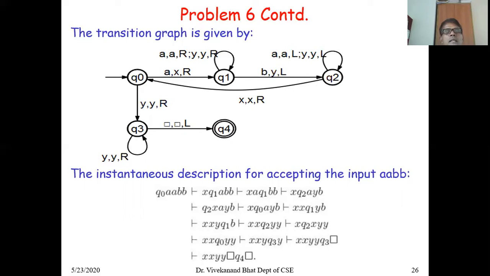We have to do the matching of each A with the corresponding B. Suppose our input string is AAB. We are matching the first A with the first B, replacing A by X and the first B by Y. Similarly, in the second iteration, we are replacing the second A by X and the second B by Y. In this way, we are doing the matching, and finally the string is accepted once we get the match, and we reach the final acceptance state Q4.